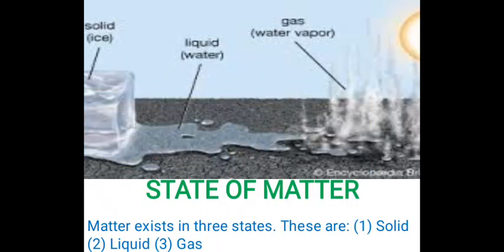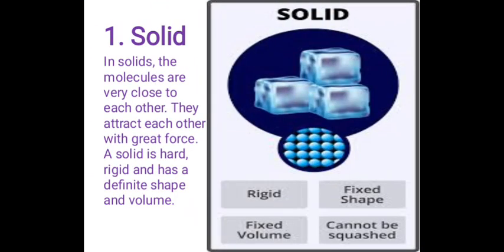Now let's look at the states of matter. Matter exists in three states, which are solid, liquid, and gases. Now let's look at them individually.